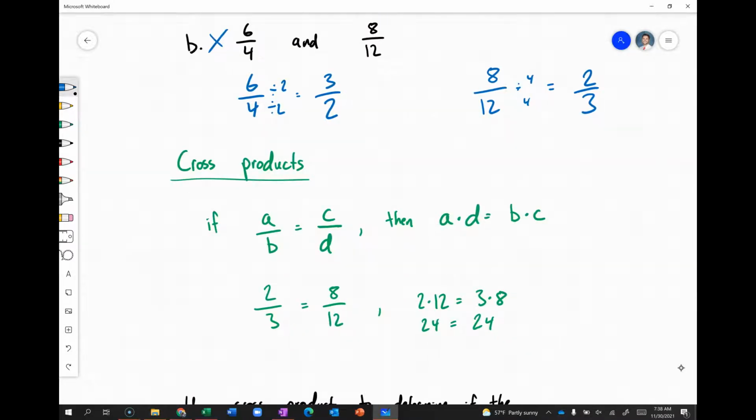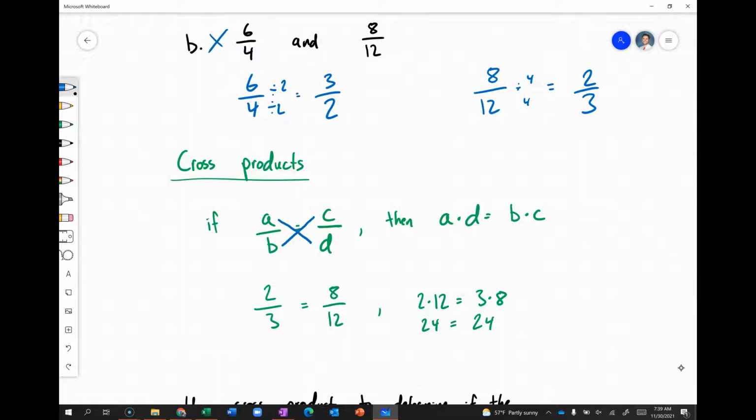So another way that we can find proportional relationships is using the cross products rule. The cross products rule just says that if A over B is equal to C over D, then A times D equals B times C. Now, that can sound super confusing, but all it's saying is that if one fraction is equivalent to another, or one ratio is equivalent to another, one numerator multiplied by the opposite denominator will be equivalent to that other numerator multiplied by the other denominator.